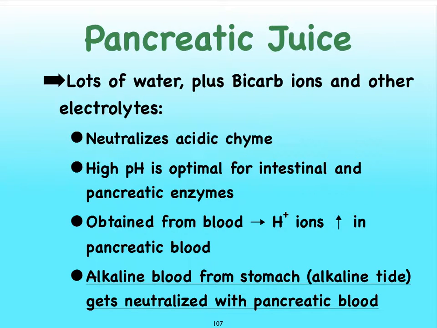Let's first focus on that watery bicarbonate-rich juice that the pancreas produces, which, by the way, has some electrolytes in it as well. Because it is rich in bicarbonate ions, it can actually help neutralize the very acidic chyme that arrives from the stomach into the duodenum. Because it has a high pH, this bicarbonate-rich juice is an optimal environment for many of the brush border enzymes of the small intestine, as well as the pancreatic enzymes, which we'll take a look at in just a moment.